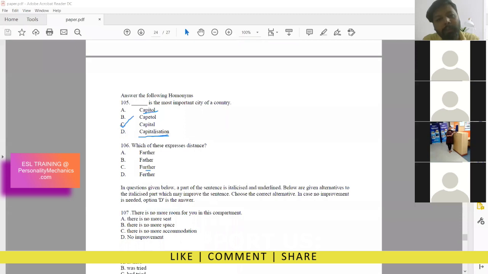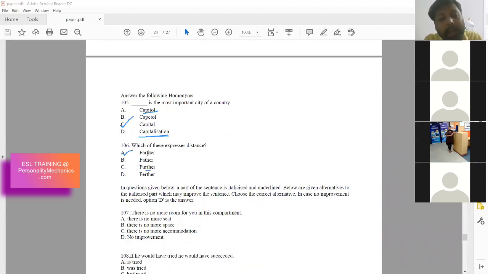Further means that you're moving ahead, and farther means that you are ahead at a long distance. Farther says that you are at a long distance, farther ahead of him. That means you're at a long distance. Further means that you're just ahead of somebody, so just moving a little forward is further. Right, so that's the understanding for both of these words.